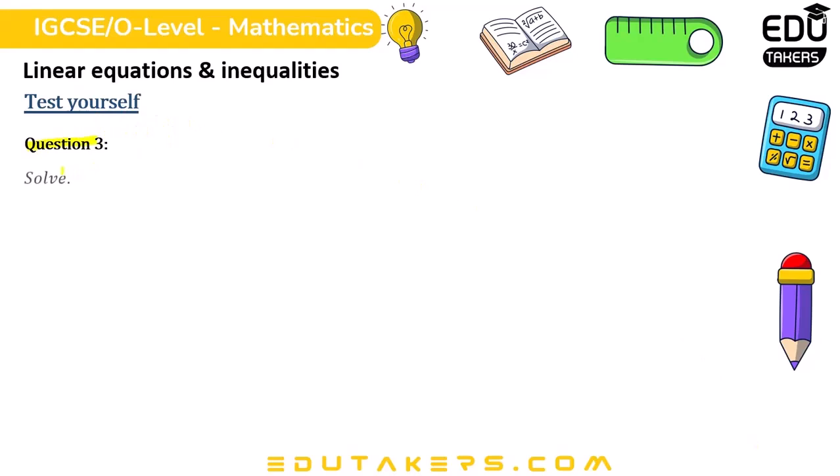Question number 3. Solve 2 over x is equal to 6 over 2 minus x. It's a 3-mark question. Question number 4. Solve 1 minus p over 3 is equal to 4. It's a 2-mark question.